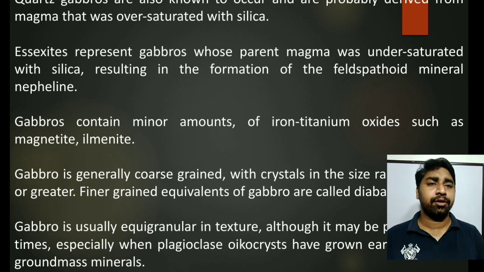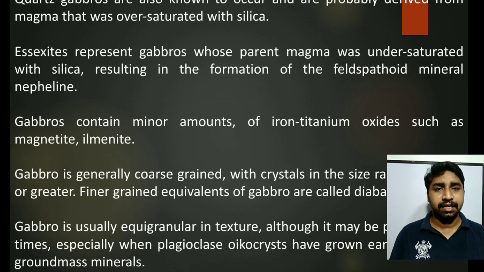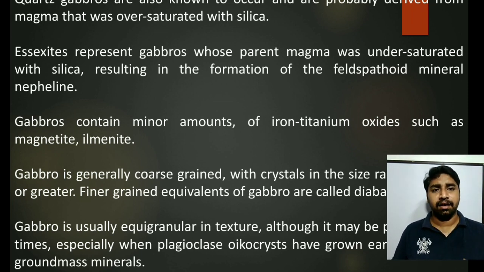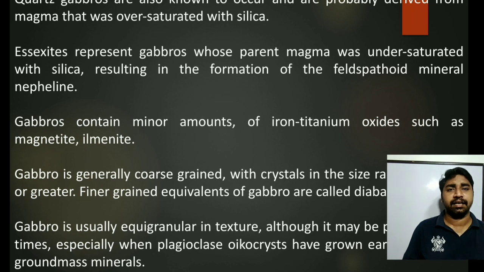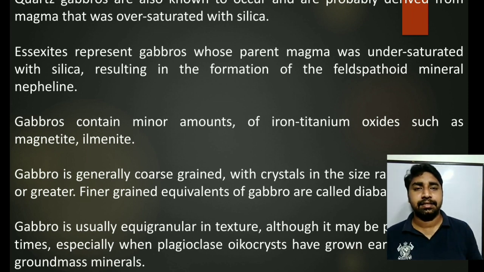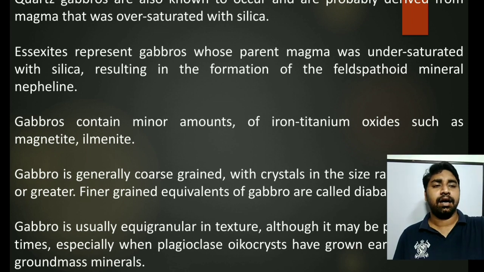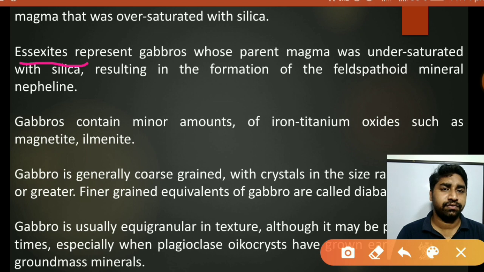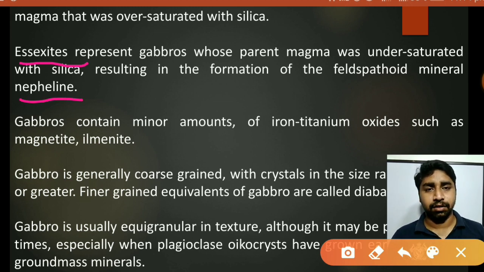Essexites represent gabbros whose parent magma was undersaturated with silica, resulting in the formation of the feldspathoid mineral nepheline. So here, if the silica content is less in the magma before solidification, that results in the formation of essexites. Essexites are another variety of gabbros which have less silica content, leading to the formation of the feldspathoid mineral nepheline. Nepheline is present in this rock.